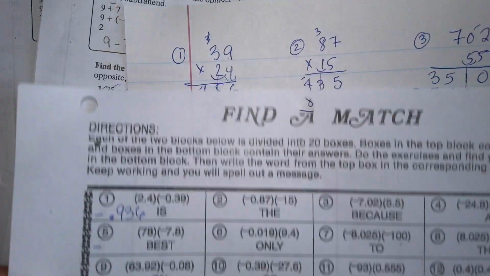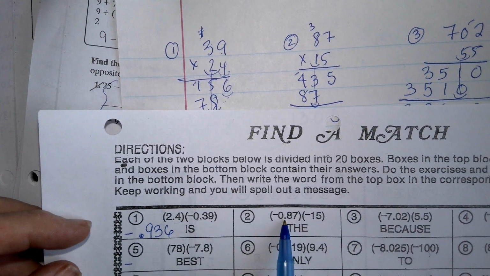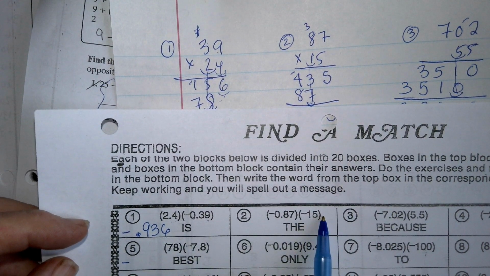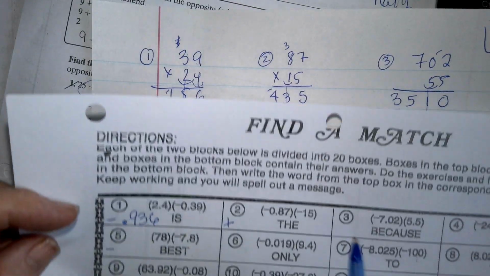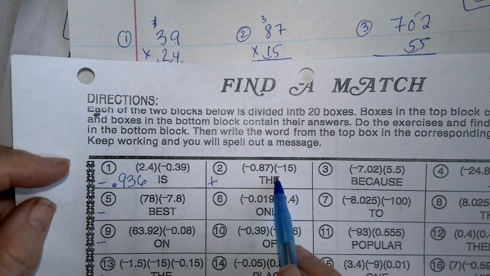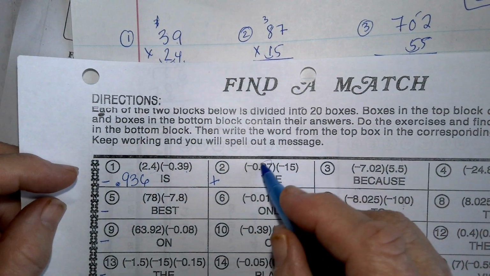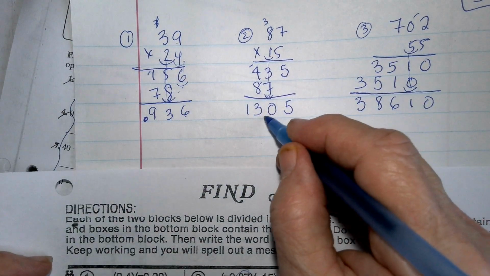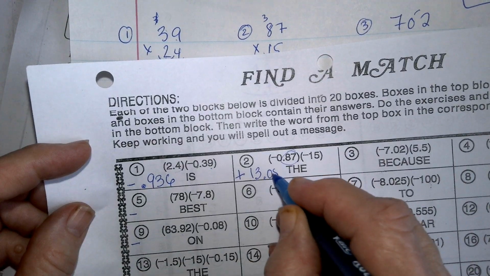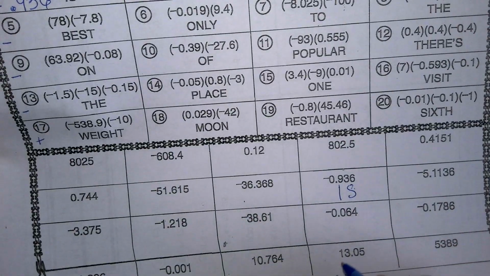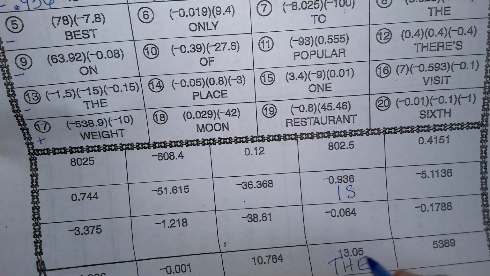We did the number 2. And the number 2, by the way, what is the sign for the number 2? It is positive. And on number 2, how many places in are we going to move the decimal? 2. Very good. Okay, 2 places. 1, 2. So it is a positive 13.05. And it's right below here, and it gets the word THE.